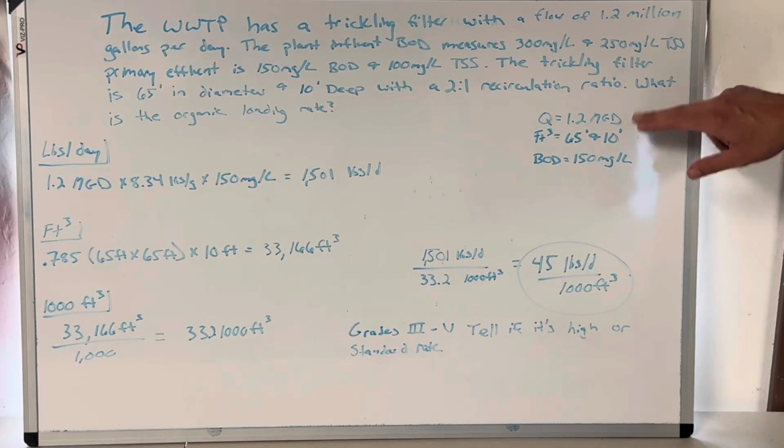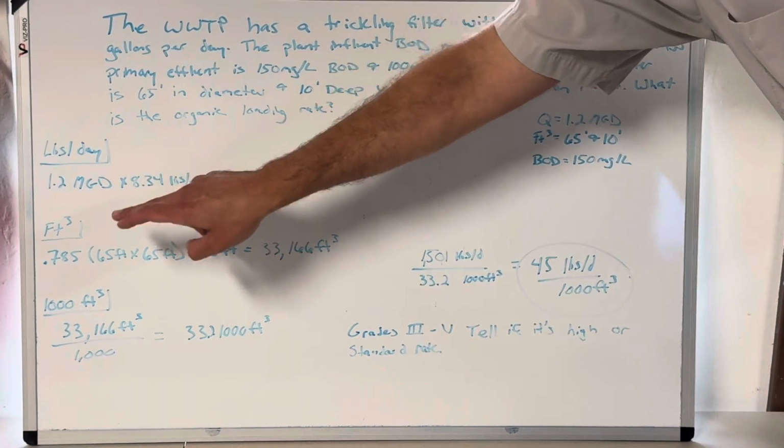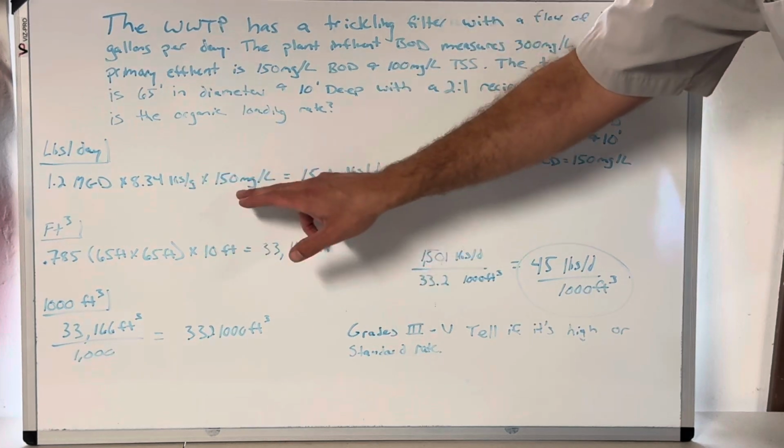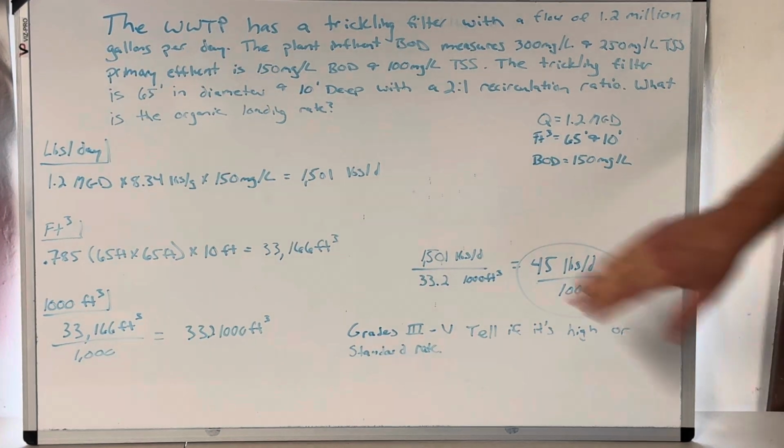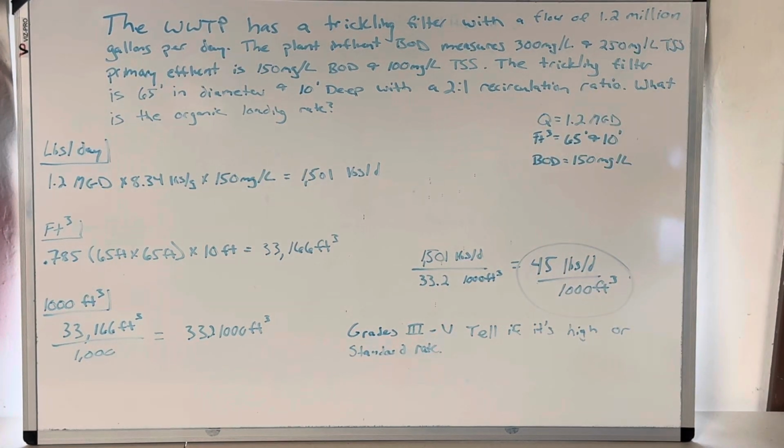I can do a pounds formula. So 1.2 mgd times 8.34 pounds per gallon times 150 milligrams per liter is 1,501 pounds per day. Okay, so I've got my pounds. Pretty simple. Now I've got to get my cubic feet.